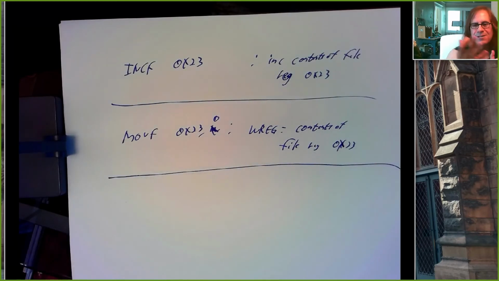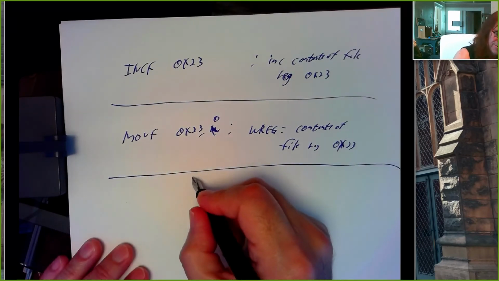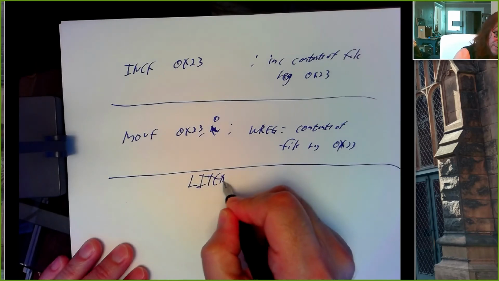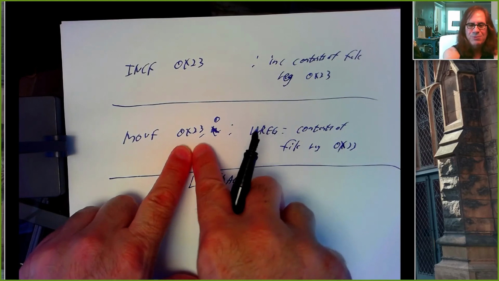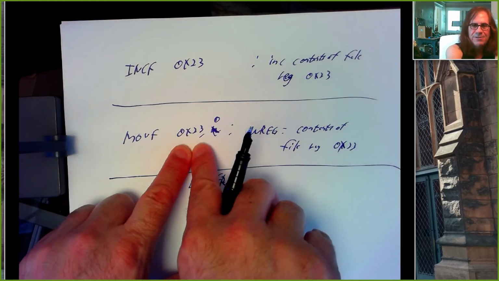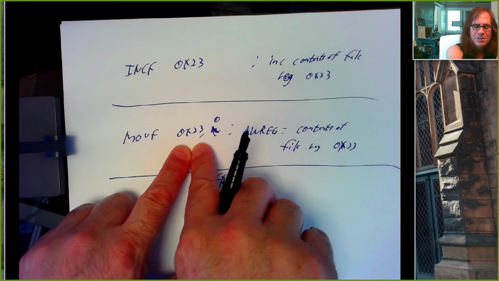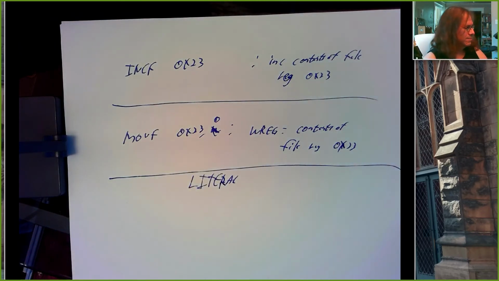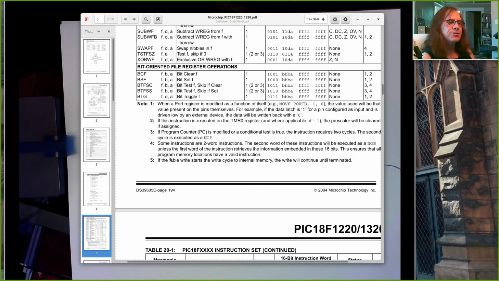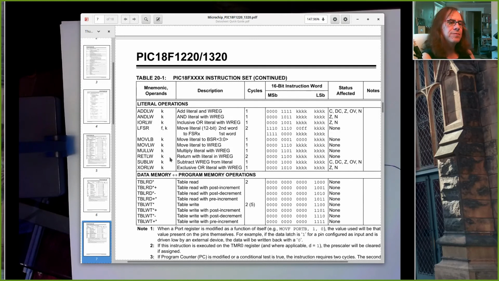But there's an entirely separate set of instructions called literal instructions. And with literal instructions, the operand that we specify is literally the value that we're interested in. It's not the address anymore. It's actually a literal value. And there's a series of literal instructions. So for example, add a literal, and a literal, inclusive or a literal, move a literal.